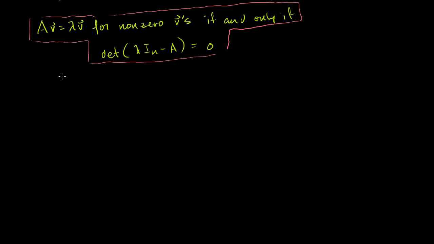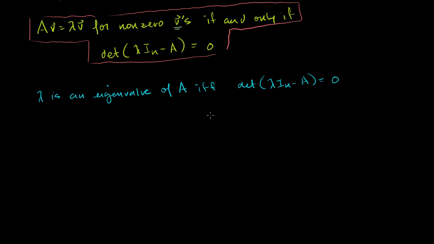In the last video, we were able to show that any lambda that satisfies this equation for some non-zero vector v, then the determinant of lambda times I, the identity matrix, minus A, must be equal to 0. Or we could rewrite this as saying lambda is an eigenvalue of A if and only if the determinant of lambda times the identity matrix minus A is equal to 0.